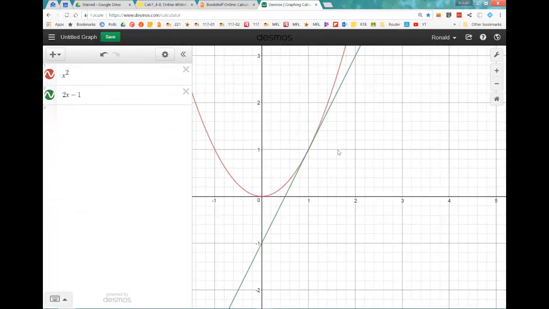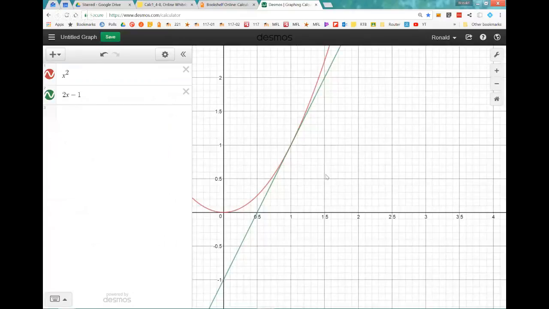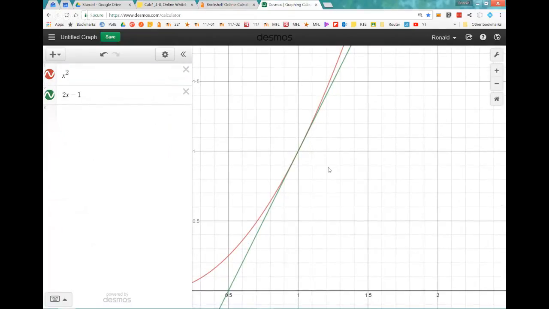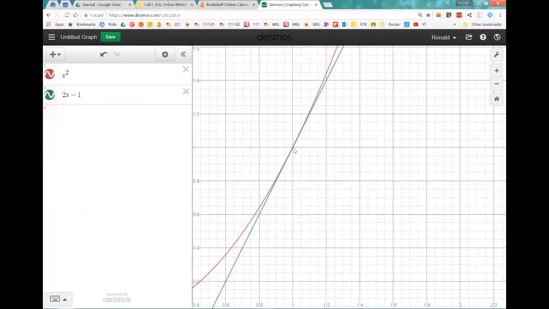So you can see that, and of course, what's the point we're looking at? 1, 1. So right there, you see how the green tangent line is just barely kissing the x squared graph. All right. Now, as I zoom in closer, what do you think? That green line, is that a pretty good approximation for what the red curve is doing? Yeah, the closer you go, I mean, could I use that green line to figure out the value on the red? Yeah, it's not perfect.